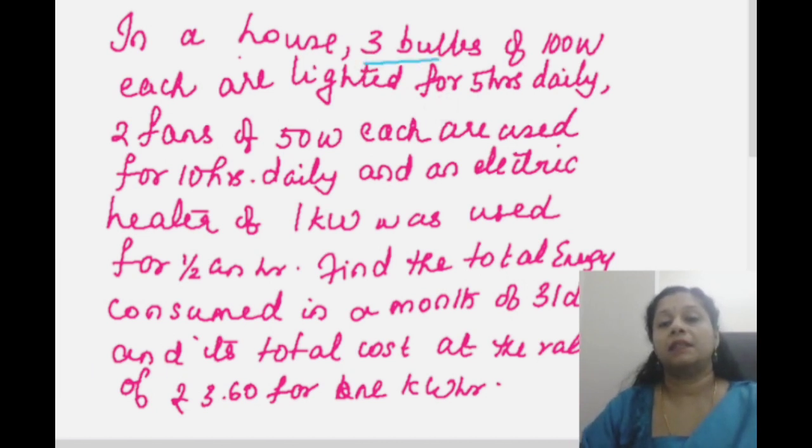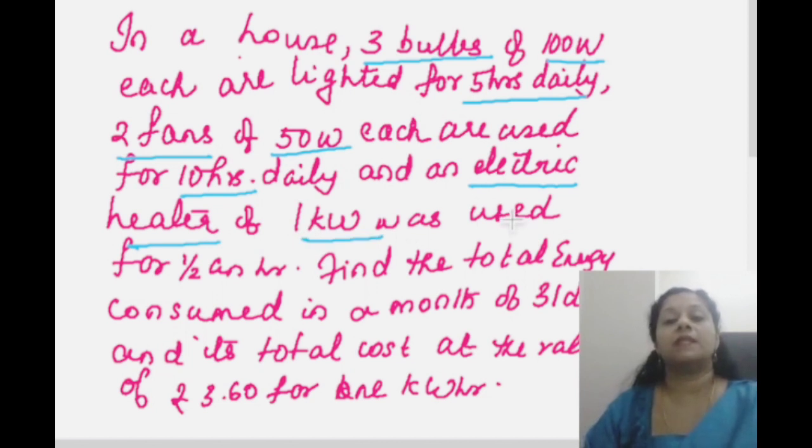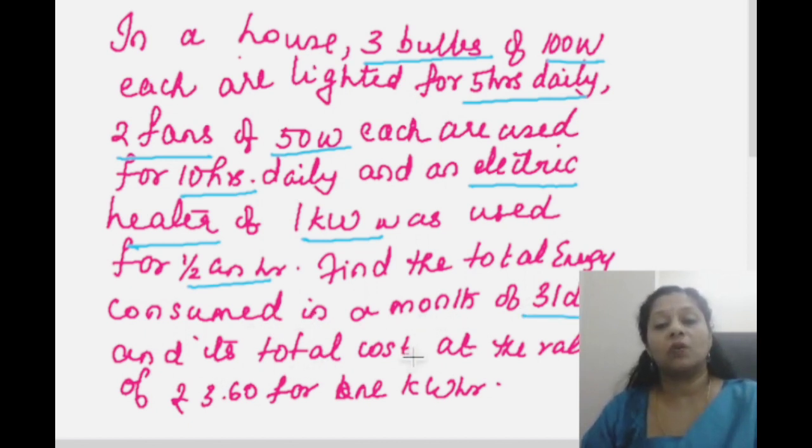In a house, 3 bulbs of 100 watts each are lighted for 5 hours daily. 2 fans of 50 watt each are used for 10 hours daily. An electric heater of 1 kilowatt was used for half an hour daily. Find the total energy consumed in a month of 31 days and its total cost at the rate of rupees 3.6 for 1 kilowatt hour. So we are paying for the energy used in kilowatt hour. So first you have to find out the energy used by the bulbs, then the fans, then the heater. Add these three, total energy into 31 days into 3.6.